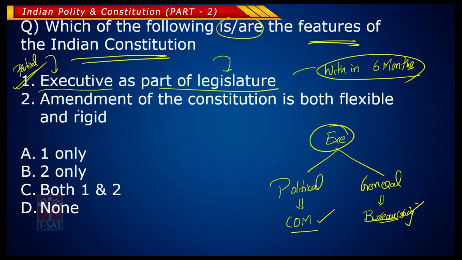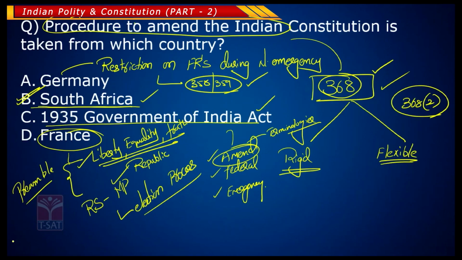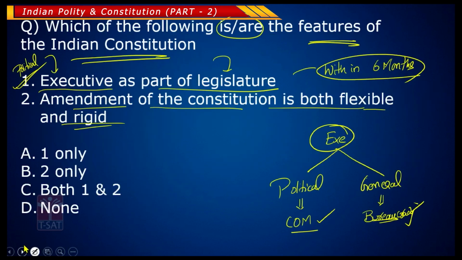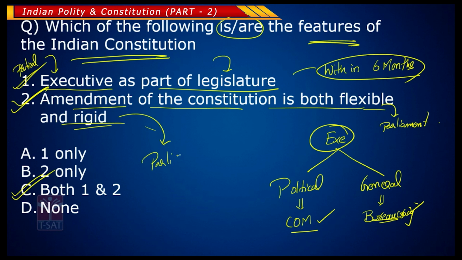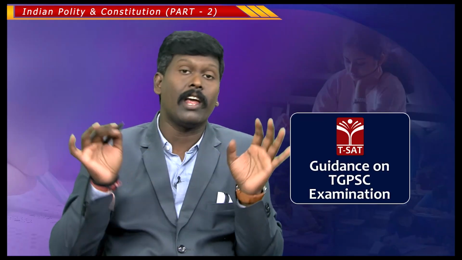Now, next. Amendment of the Constitution is both rigid and flexible. I have leaked this just before I explain. See, amendment of the Constitution is rigid as well as flexible. So, this is also correct, answer is C. If you look at the second statement clearly, a flexible way of amending the Constitution is only done in the Parliament. A rigid way of amending the Constitution needs Parliament approval as well as minimum 50% of states' ratification. So, it is rigidly amended.